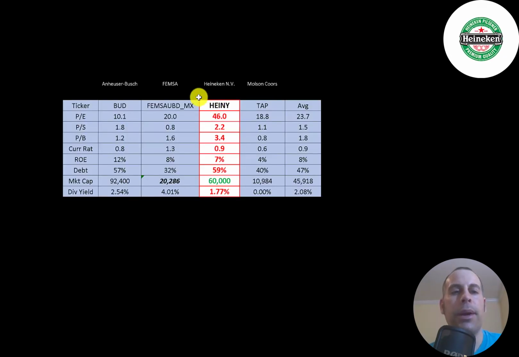The best way to look at ratios is to compare them to similar companies. I've done videos on Budweiser, FEMSA, and Molson, all in the same industry as Heineken. And if Heineken has a number in green, they're better than the average. If they have a number in red, they're worse than the average. So they're worse than everything except market cap. They have the second highest market cap.